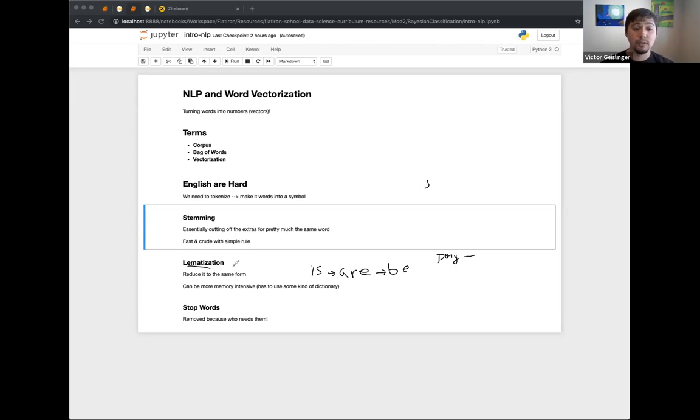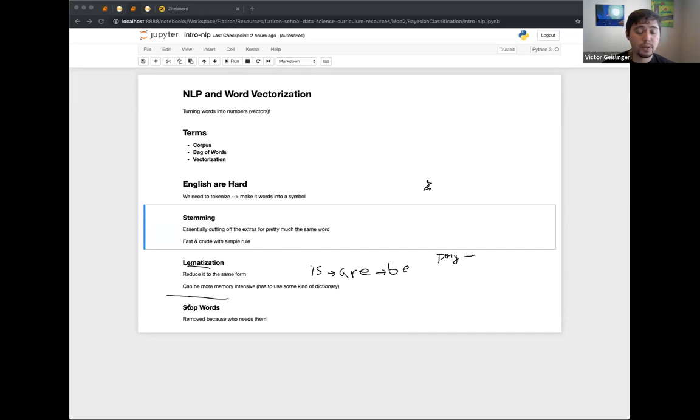So it's more powerful and more flexible in that way, but it can be more memory intensive because it has to use basically a dictionary. It has to know what these words are connected to. It doesn't inherently know that "is", "are" and "be" are the same. It has to be told they're all the same word and we're going to treat them as such. That's another step you can do.